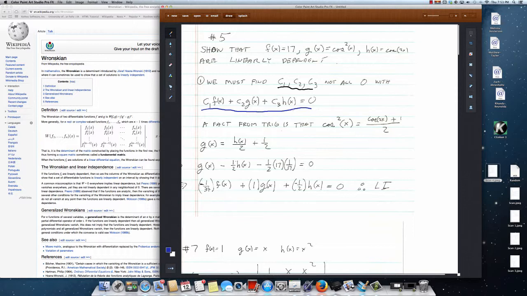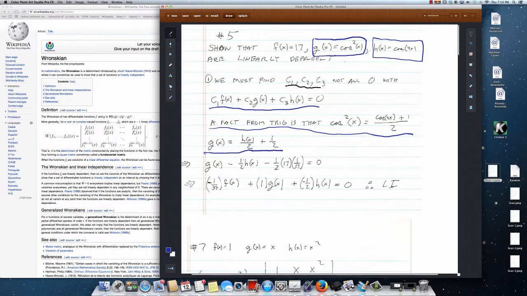That's what we mean by linearly dependent. So here's a fact from trigonometry that we're going to use. The only way we're going to do this is to get some relationship between the functions, and this trig fact gives us a relationship between g of x and h of x over here. Using that, we can see that g of x is equal to h of x over 2 plus 1/2.